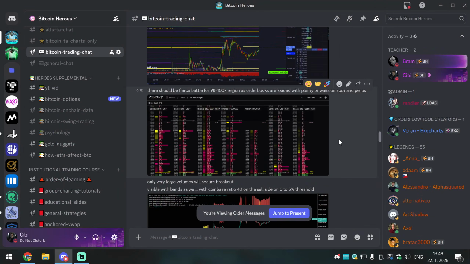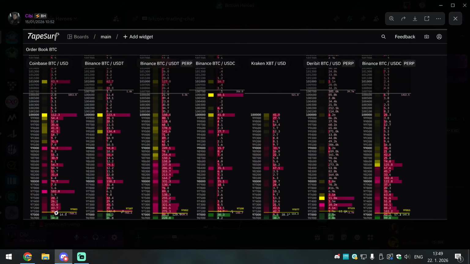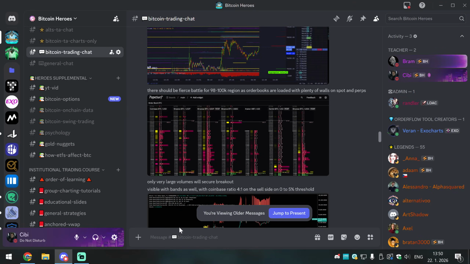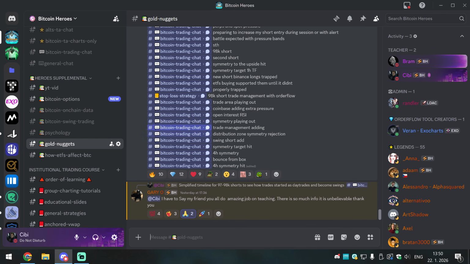So we analyze order books. That's why you need order book heat map tools, or just something like Tape Surf. So I said there should be a fierce battle for the 98 to 100k region, as order books are loaded with plenty of walls on the spot and perps side. Look at that. Until the point we got to 97k, there were not such heavy order books, but this time, look, it was super stacked on spot markets, Coinbase, Binance perpetuals. Everything was stacked. So it's very hard to continue higher in such conditions.